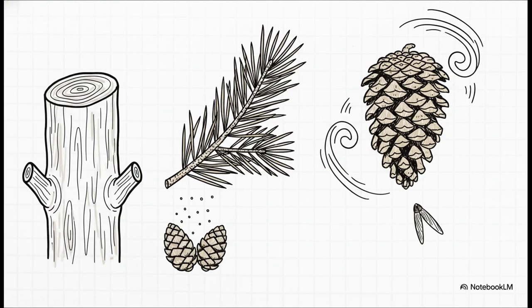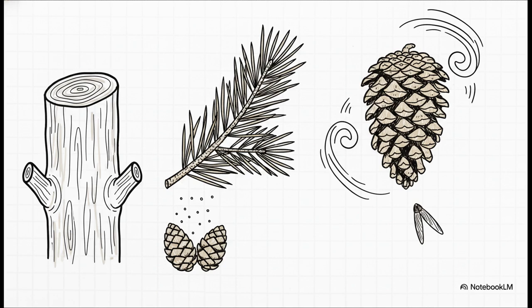Let's look at the critical examinable features you absolutely need to memorize. Gymnosperms typically feature true roots, a woody stem, and needle-shaped leaves. They possess proper vascular tissue, so that's your xylem and phloem, for transporting water and nutrients. Their sporophyte generation is dominant. But here is the major testing point, their reproduction.